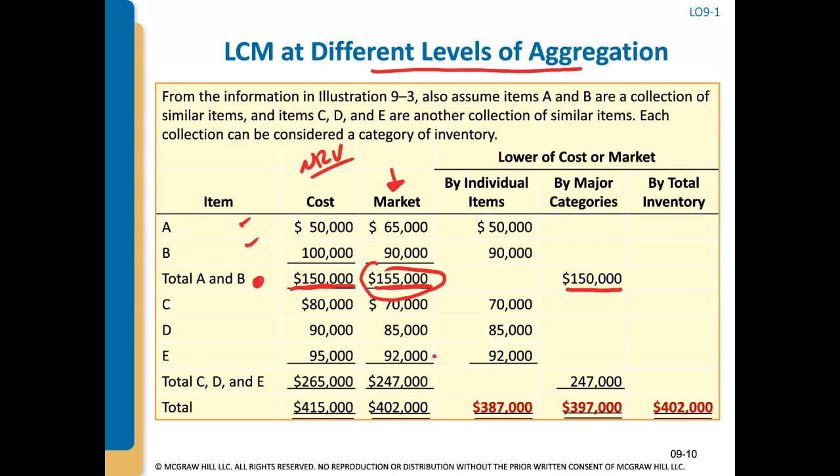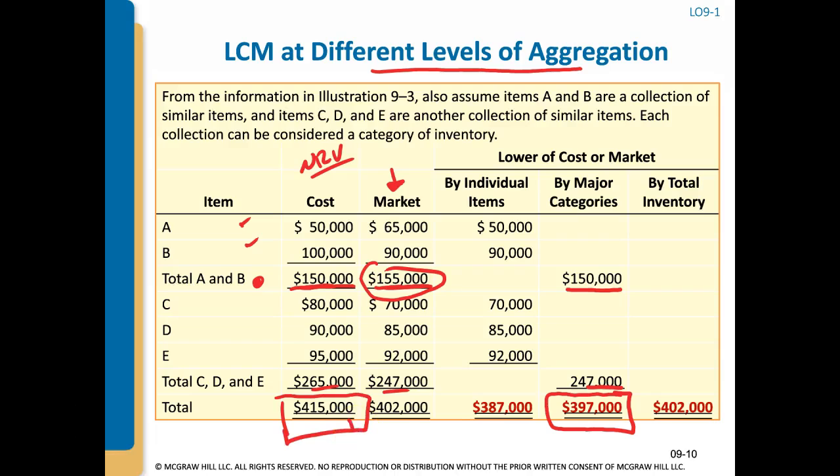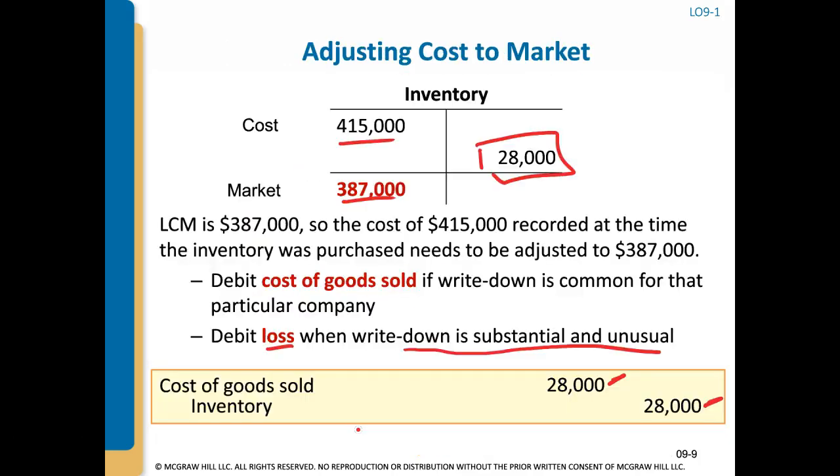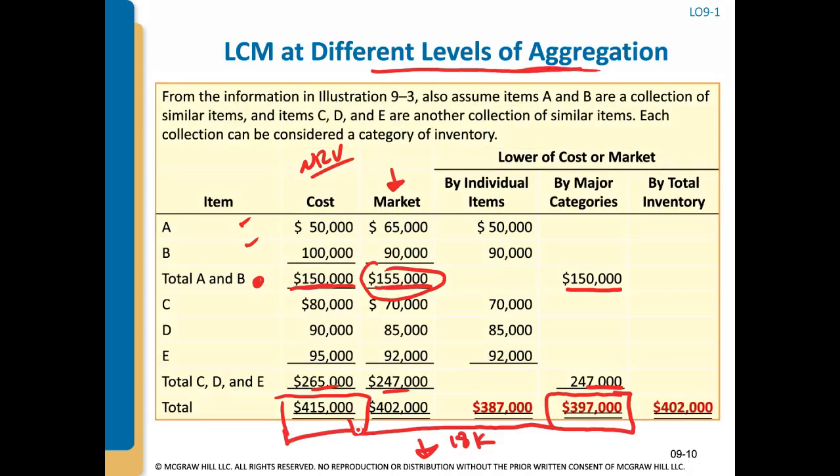And then when we categorize inventory items C, D, and E, we look at the 2 items and we say the lower of the 2 is 247. And so in total, inventory should be 397,000. It's currently 415. And so we would have to reduce our inventory by, how much is that? $18,000. So we have to reduce our inventory by $18,000, and we would do that using the same journal entry, except we would do this for $18,000, if we use the aggregated level.